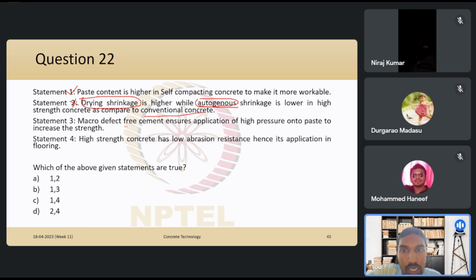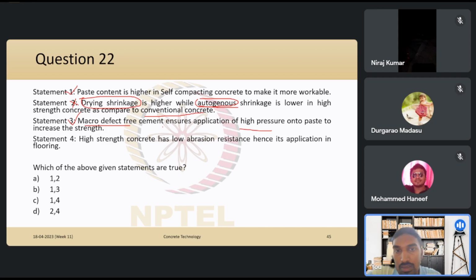Statement 3 is that macro defect free cement ensures application of high pressure onto the base to increase the strength. So this is true. Again, one of the special concretes that we looked at used high pressure and also treatment with temperatures to get this macro defect free cement, for high strength applications. So this was one of the methods that we looked into.